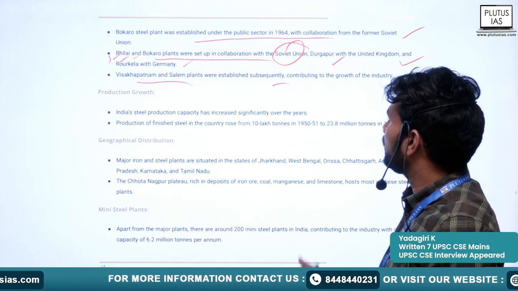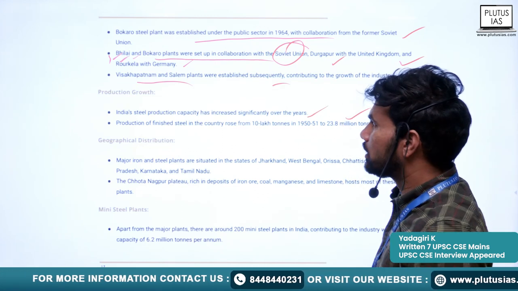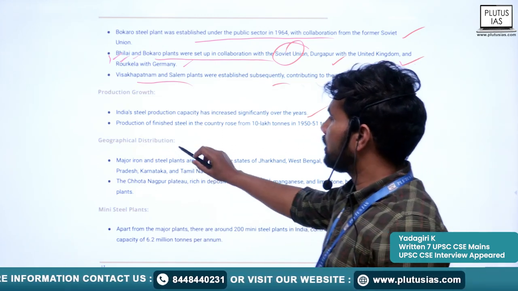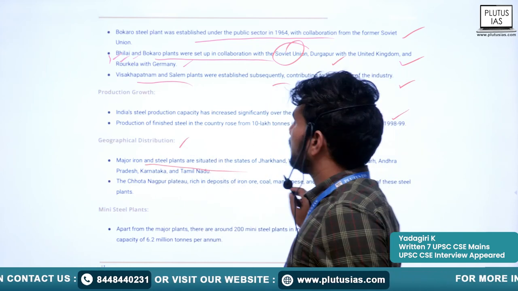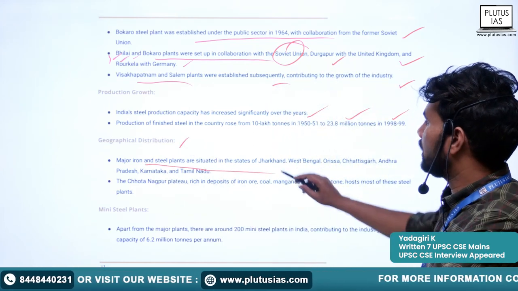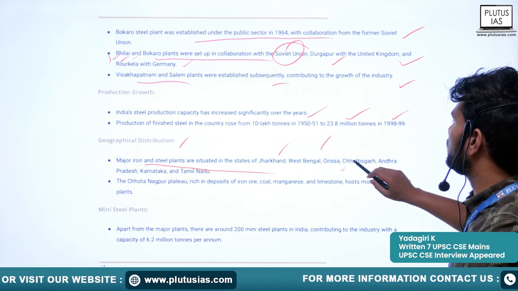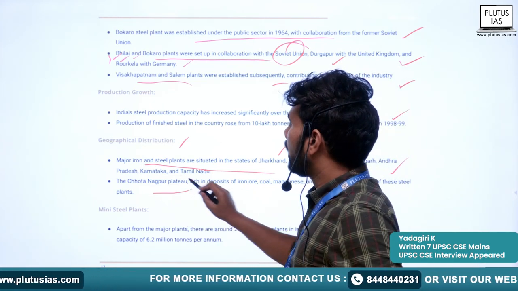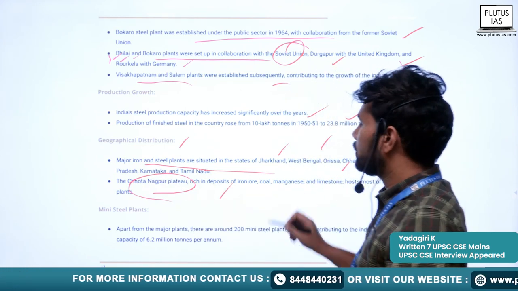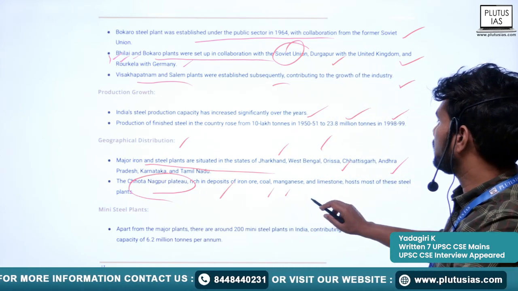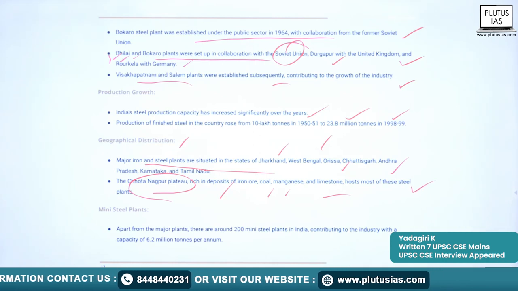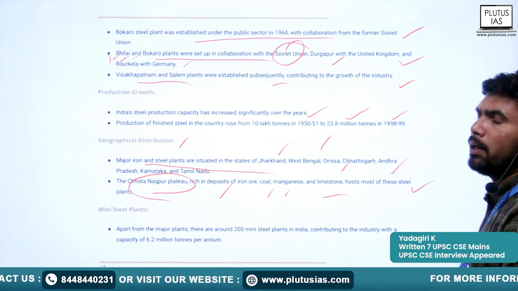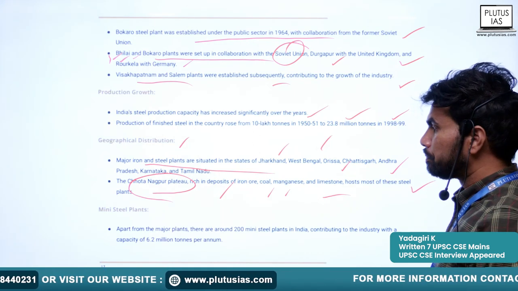Production and growth: these are some of the figures about the production. Geographical distribution: major iron and steel plants are situated in states like Jharkhand, West Bengal, Odisha, Chhattisgarh, Andhra Pradesh, Karnataka and Tamil Nadu. The Chota Nagpur Plateau, rich in deposits of iron ore, coal, manganese and limestone, hosts most of the steel plants in the country.